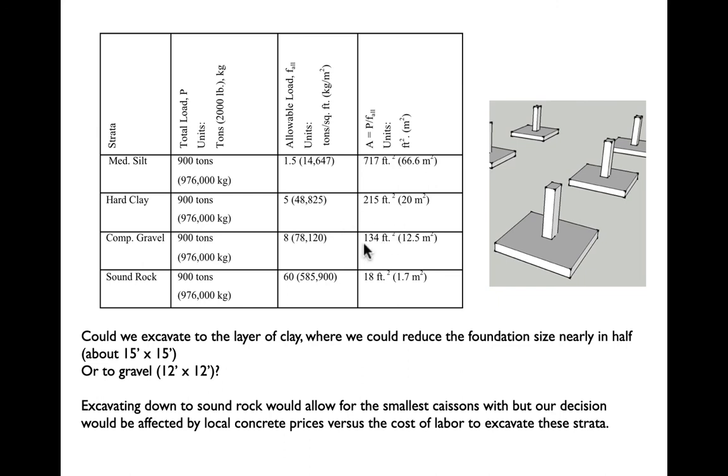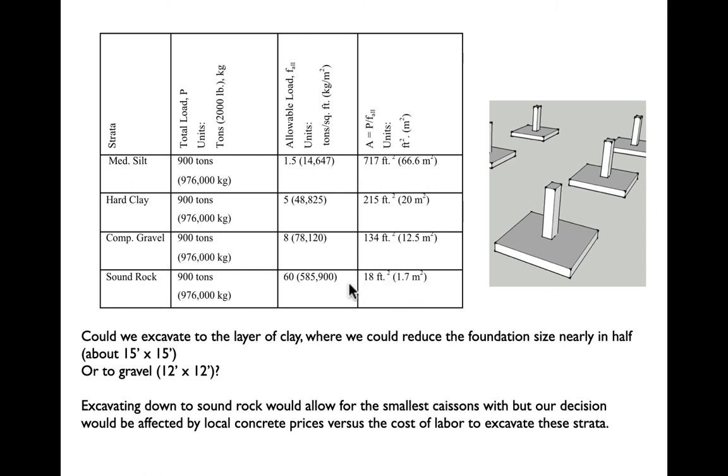The other big decision, though, is going to be whether we want to go all the way down to sound rock. If we do that, if we go all the way down that 13 meters to bedrock, we find that we only need 18 square feet, right, or just over 4 by 4 to hold up that 900-ton load. And that's in the realm of drillability, for lack of a better term, right? That could be a cylinder that's the equivalent of 18 square feet, or it could be that we drill a relatively smaller caisson, maybe 2 feet in diameter, and then have a bell at the bottom that gives us a bigger foot on the bedrock.